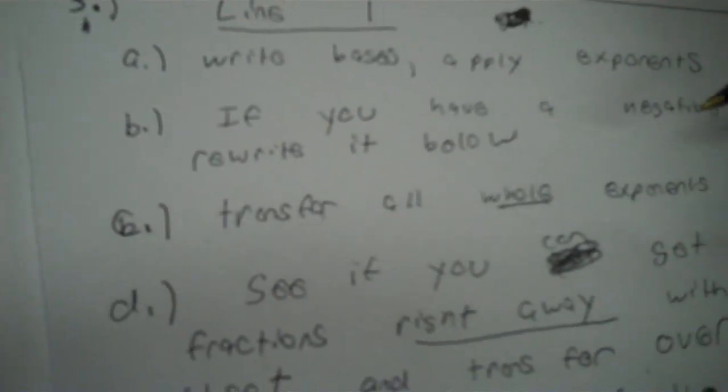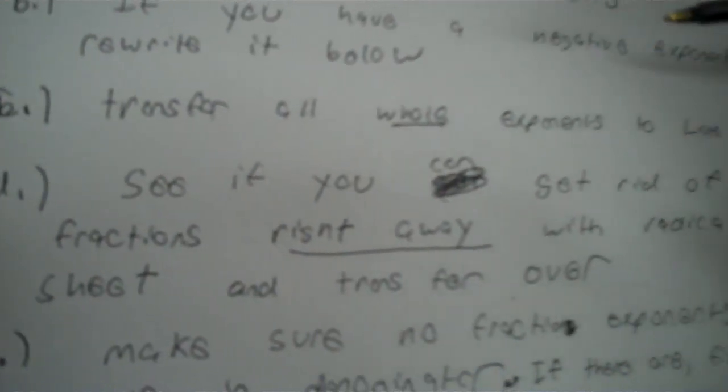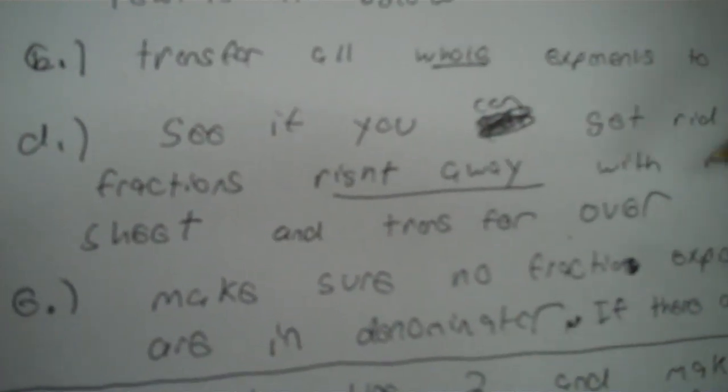Okay, you got any negative exponents? Nope, don't have to rewrite it. Transfer all whole exponents to line 2. So x to the 3rd, transfer him over. Okay. See if you can get rid of fractions right away with the radical sheet and transfer it over. So we're on the 4 list because those are my fractions. 16's here. So how I get rid of that quickly, I cross that out and put 2, and it's now 2 to the 1st.